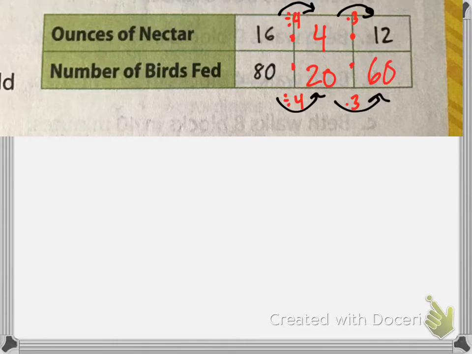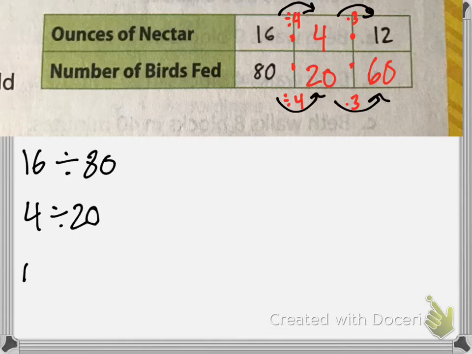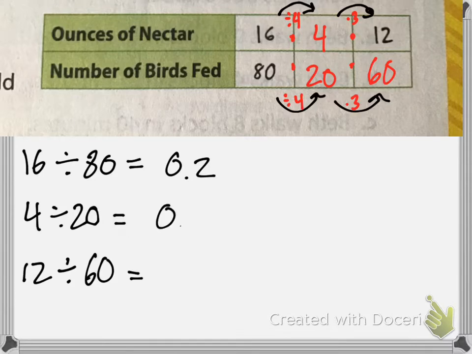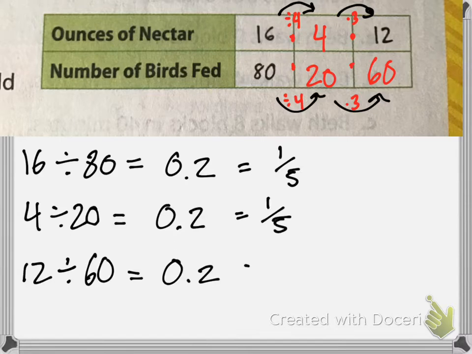And if I was to do my division, I'd check 16 divided by 80, 4 divided by 20, and 12 divided by 60. If we use our calculators, we get 2/10 for each of them, all the same, which is the same as 1/5. If I simplified, if I used my greatest common factors, I'd get down to that. So we know they're equal. Ratio tables must have equivalent fractions.